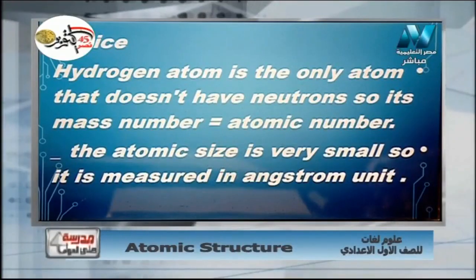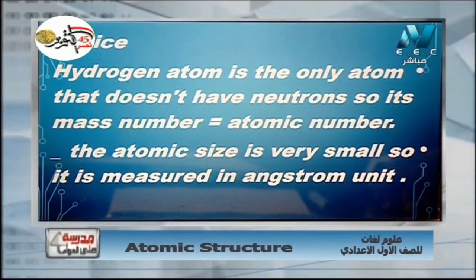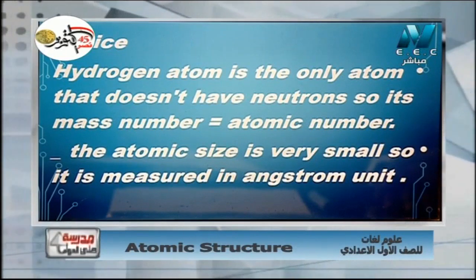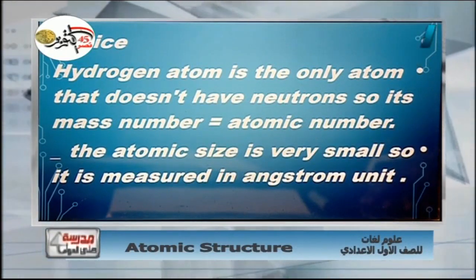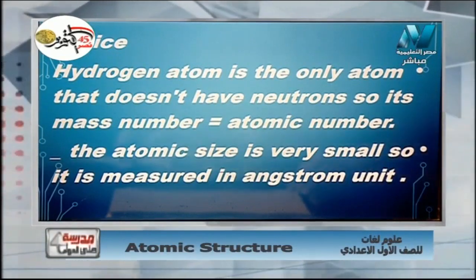Now, some notes. Number one, the hydrogen atom is the only atom that doesn't have neutrons. No neutrons. So its mass number equals its atomic number.